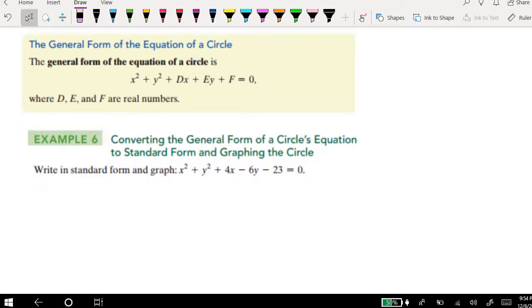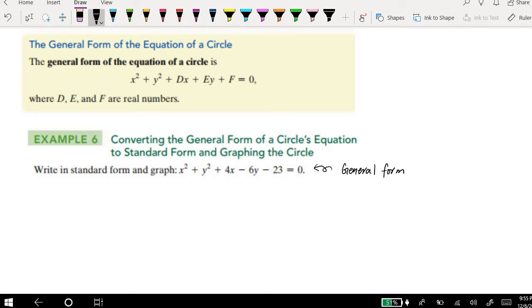Okay, the next is the general form of the equation of a circle. So we have this x squared plus y squared plus dx plus ey plus f equals 0, where d, e, f are real numbers. Example 6, write in standard form and graph x squared plus y squared plus 4x minus 6y minus 23 equals 0. So here we're given, this is actually the general form, right?